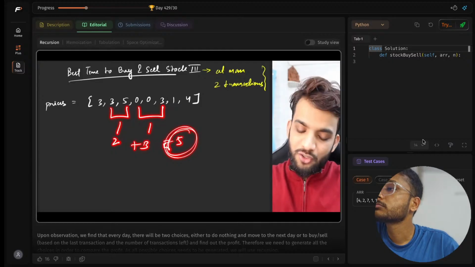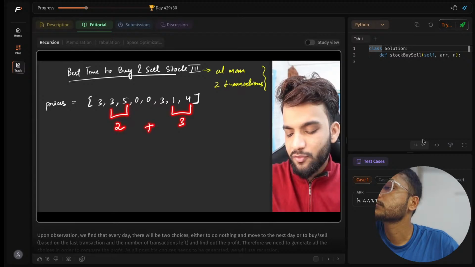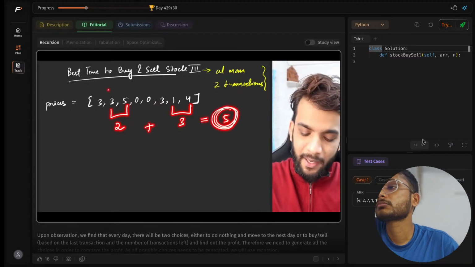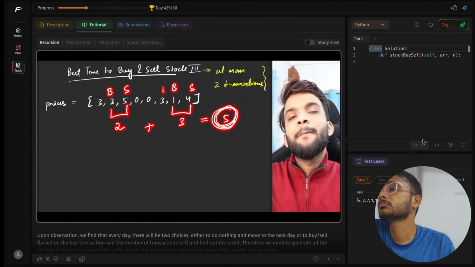In this way you can do 2 transactions, or you can say, I'll do a transaction here which will give me a profit of 2 and 1. I'll do a transaction here which will give you a profit of 3, hence I'll get a total profit of 5. Basically buy the stock here, sell the stock here, buy the stock here, sell the stock here. It will give you a profit of 5.